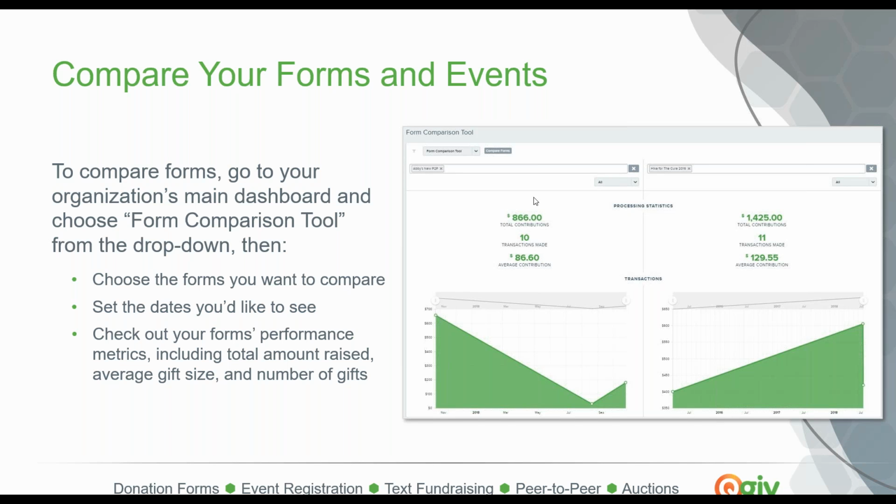So you can kind of see in this example here, in the image, the form on the left didn't raise as much as the form on the right. The form on the right had more transactions made and the average gift was higher. So if I was looking at these two, I could deduce that the form on the right is more appealing to donors. And then I could look at specific elements that I think are most appealing to donors and apply them to my other forms.